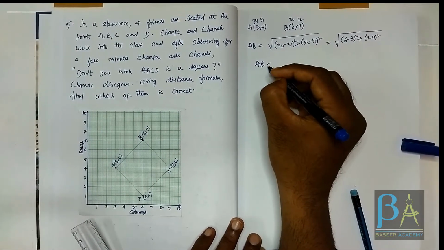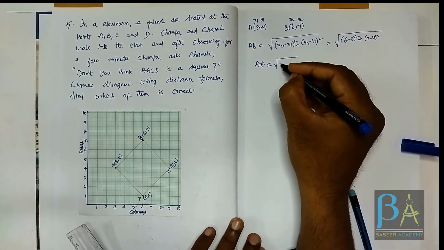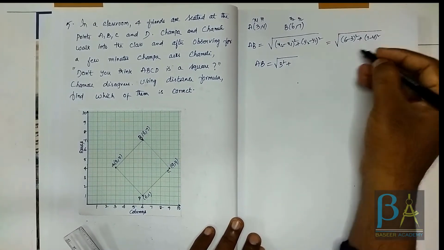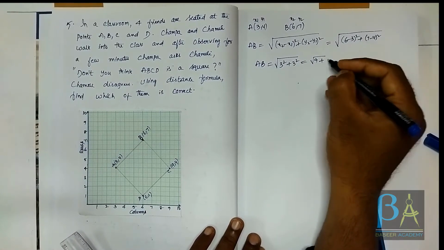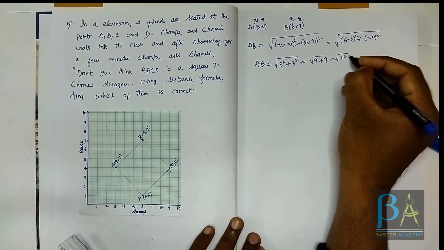So what is AB going to be? 6 minus 3 is 3, the square as it is. 7 minus 4 is 3, the square as it is. 3 square is 9, 3 square is 9, 9 plus 9 is 18.